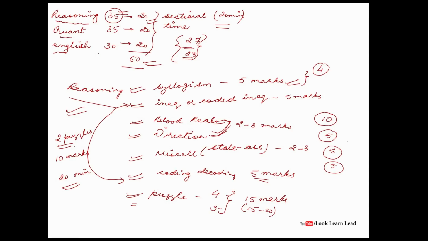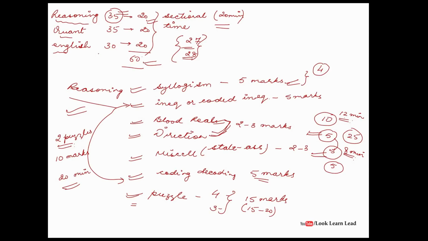So in total you would be sure about 25 marks, but what matters is the speed. Syllogism and inequalities, if you have command on them, you can solve these 10 marks questions in 8 minutes. And for solving the puzzles, you can take 12 minutes. For both puzzles you can take 12 minutes, and this is 12 and 8, so 20 minutes only.